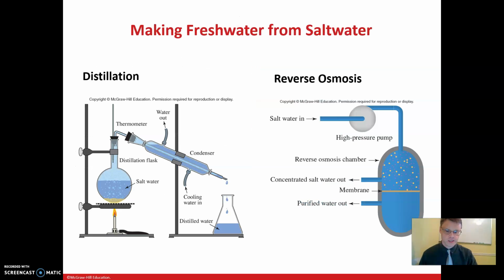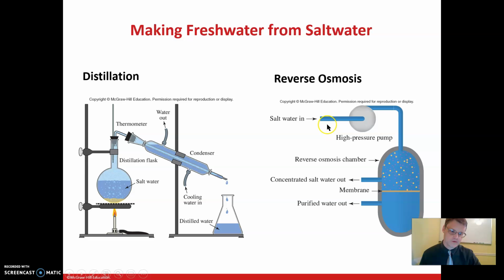And here are a couple of pictures of those two processes. For distillation, we've got our salt water. We heat it to the boiling point of water. The water goes up here, the salt stays behind, and then we recondense the water. So we turn it back from its vapor form to its liquid form, from the gas phase to the liquid phase, using a water-cooled condenser.